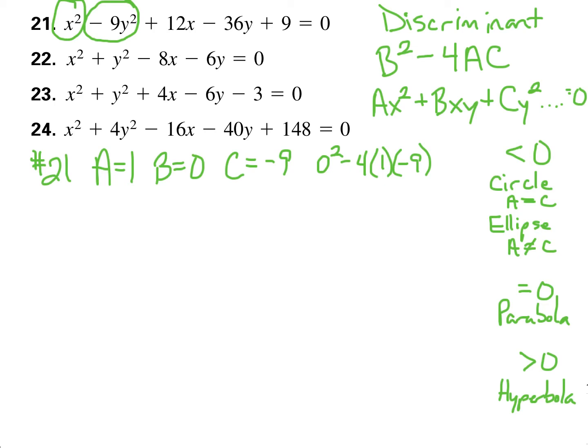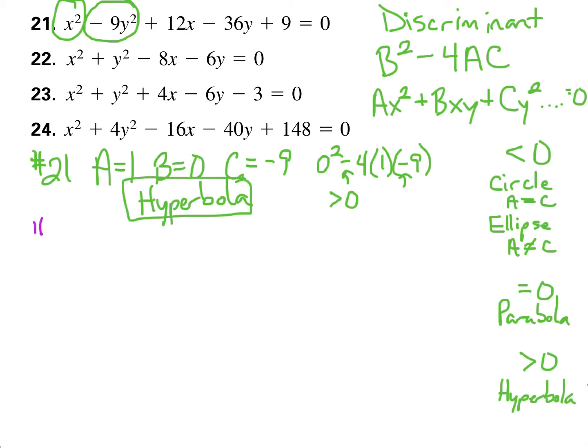The negative times the negative here is going to give us a positive, so we get 0 plus 36. Negative 4 times 1 is negative 4 times negative 9 is positive 36. So we're going to get something greater than 0, so right away we know it's a hyperbola.